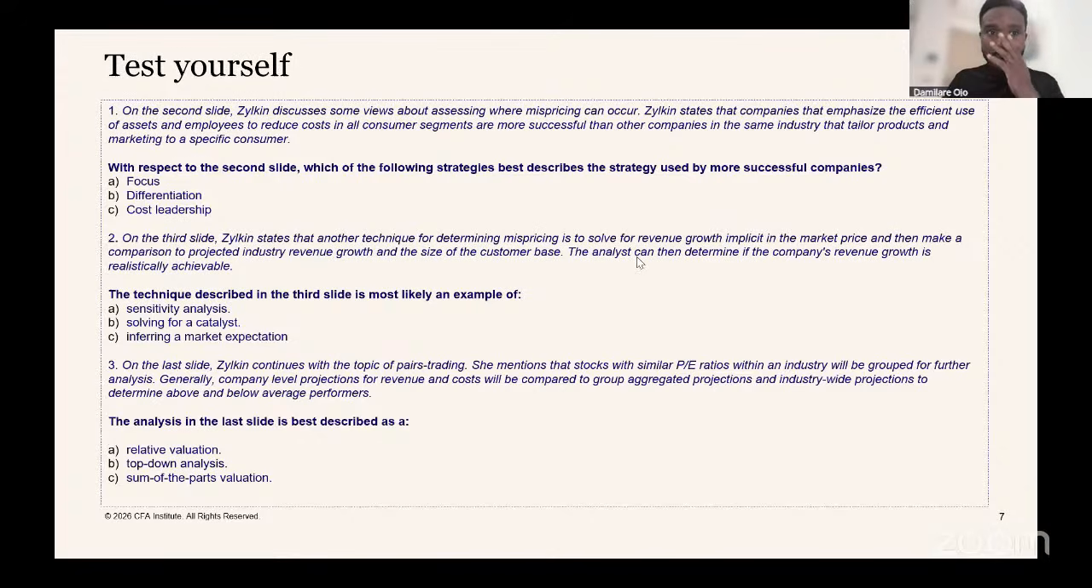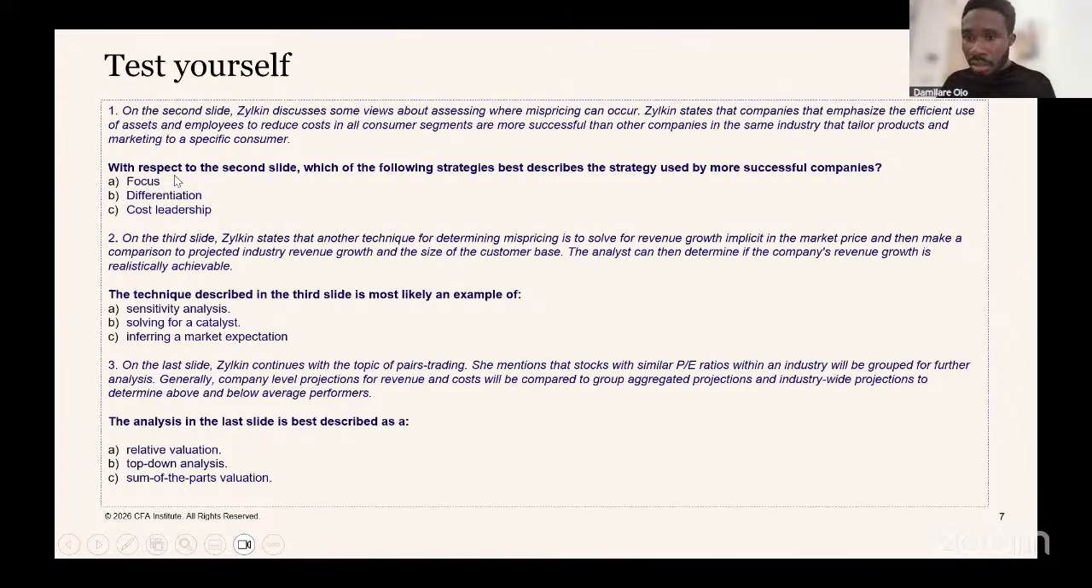I think the answers are coming in already. So you have focus, you have differentiation, you have cost leadership. So the guy said that companies that emphasize the efficient use of assets and employees to reduce costs are more successful than those that tailor products and marketing to a specific consumer. So focus, differentiation, cost leadership, A, B, C. Which one is our answer? Let me look at the chart.